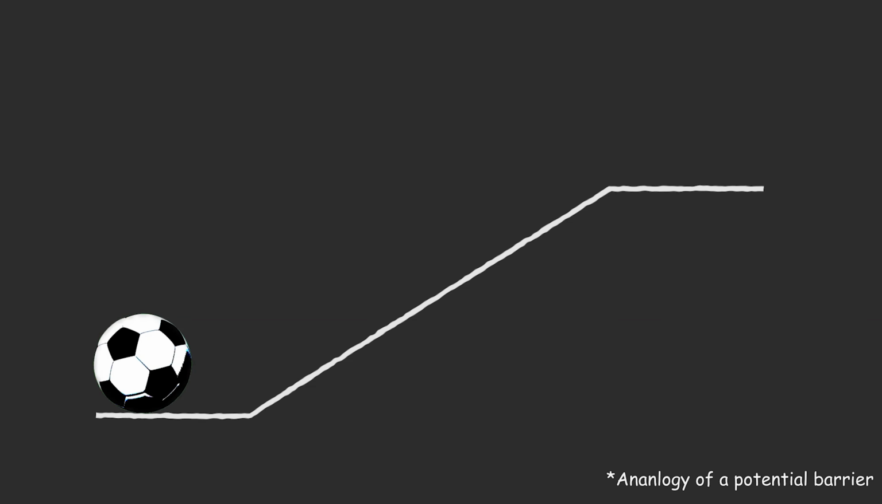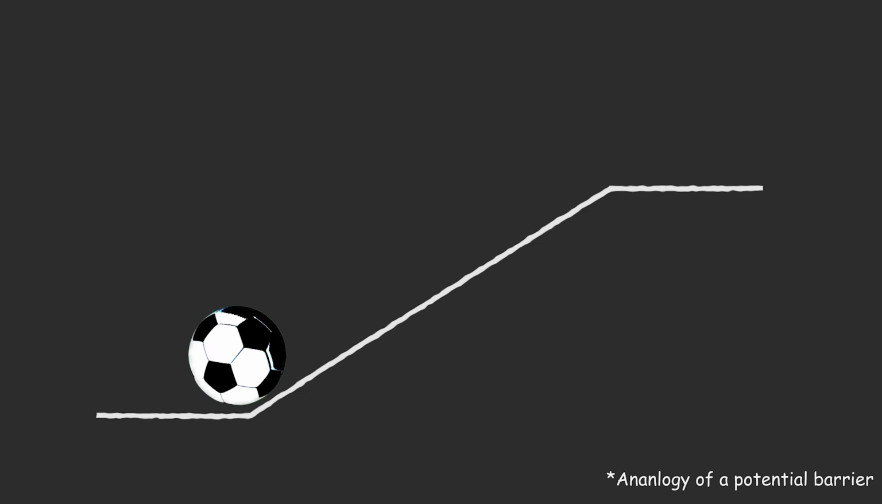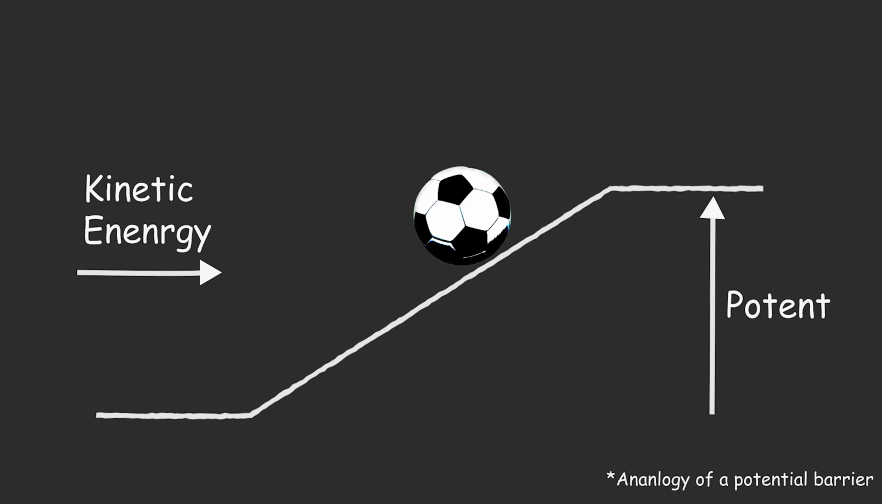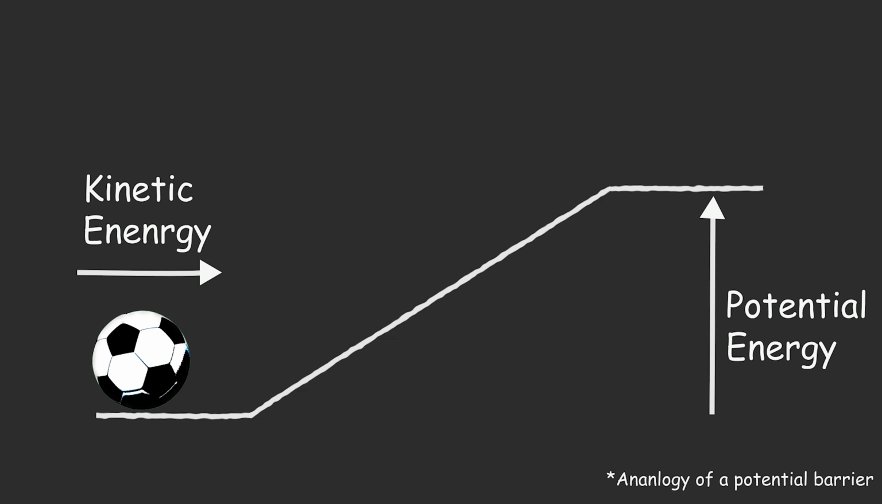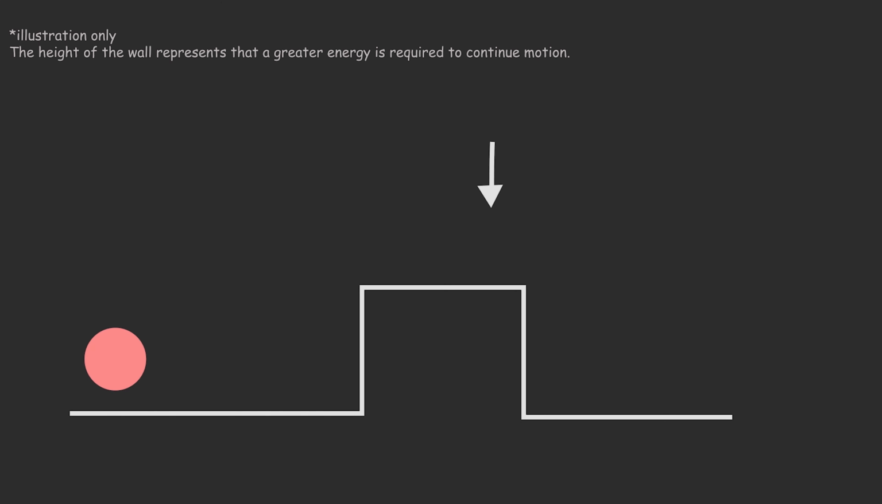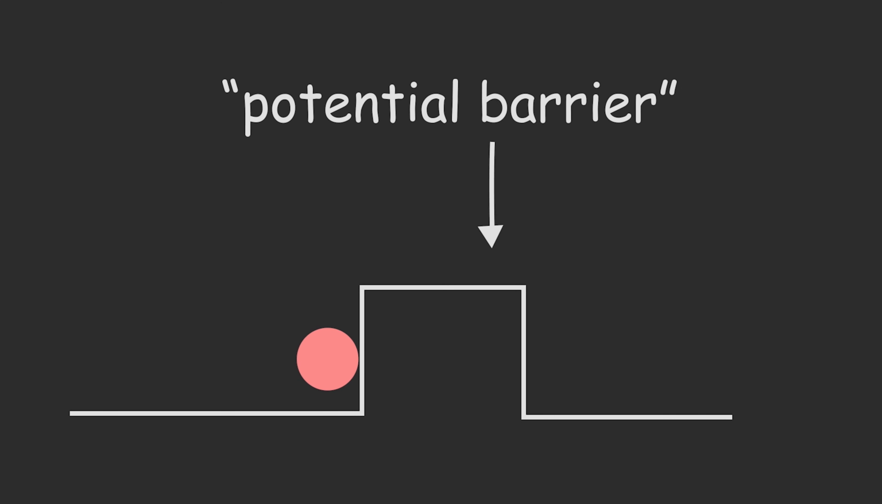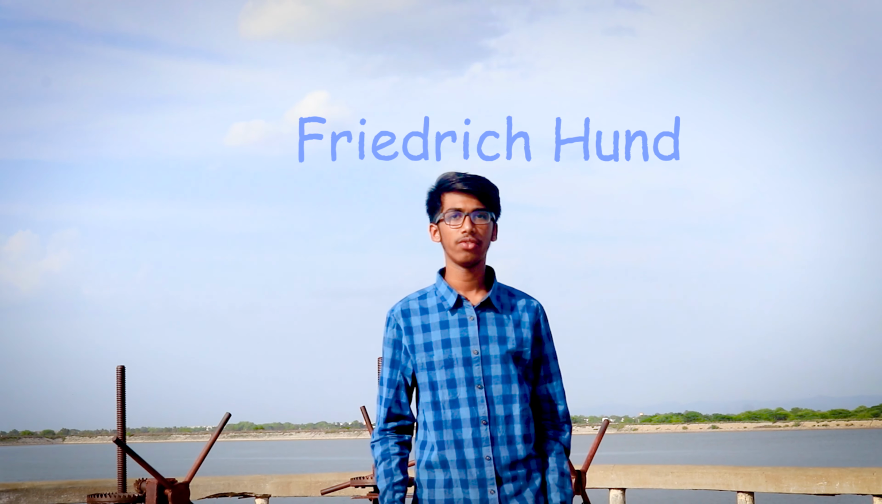In our classical world, a ball cannot go up a ramp if it doesn't have enough kinetic energy to match the potential energy. But in the quantum world, a particle can just pop up on the other side even if it doesn't have enough kinetic energy. The wall here is called the potential barrier, which represents the energy needed to overcome repulsion. In 1927, Friedrich Hund observed this strange phenomenon and named it quantum tunneling.